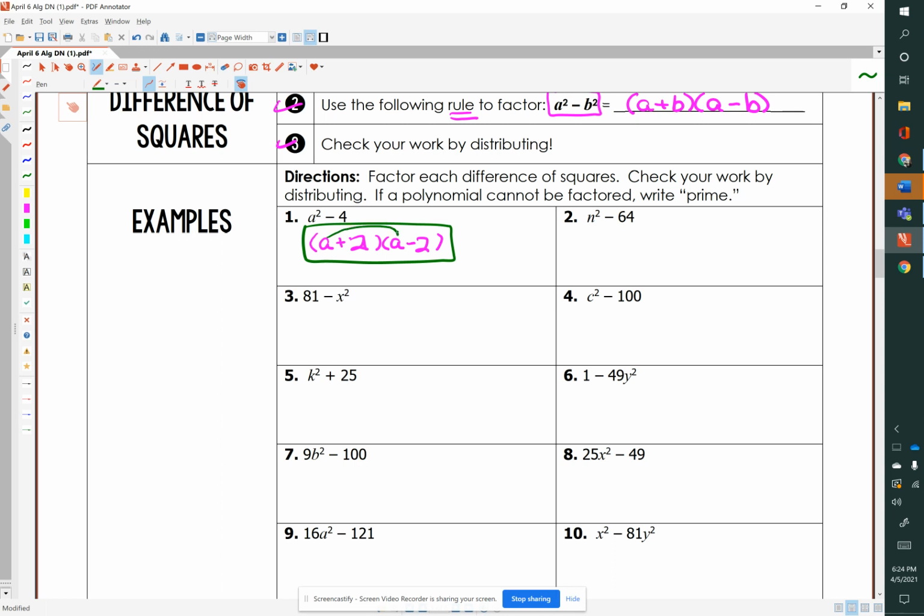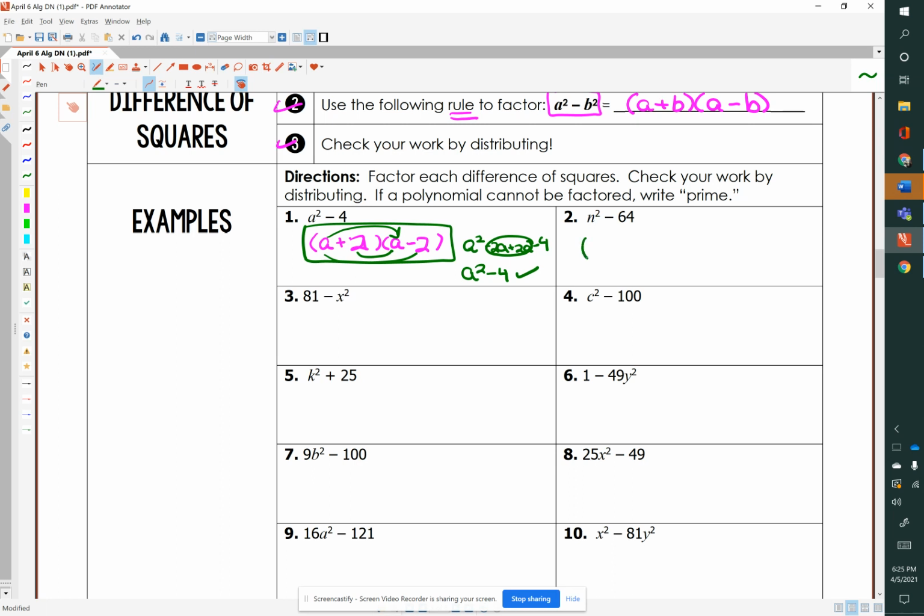So first, a times a is a squared. Outer, a times negative 2 is negative 2a. Inner, positive 2 times a is positive 2a. And last, 2 times negative 2 is negative 4. The middle two terms will cancel each other out, and we end up with a squared minus 4, and our answer checks. So take the square root of the first term and the square root of the second term and put them in the parentheses. So what you'll end up with is two binomials.